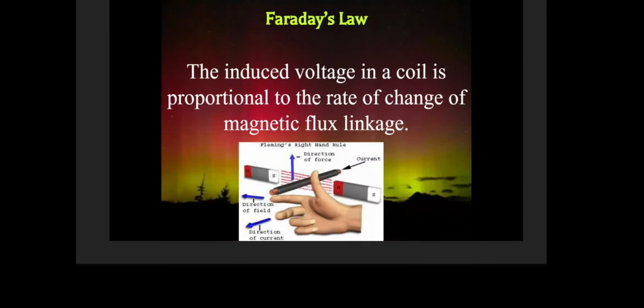The angle to get the maximum induced current would be what? 90 degrees. All right, so when you move your conductor at 90 degrees to the field lines, you get the maximum voltage induced.